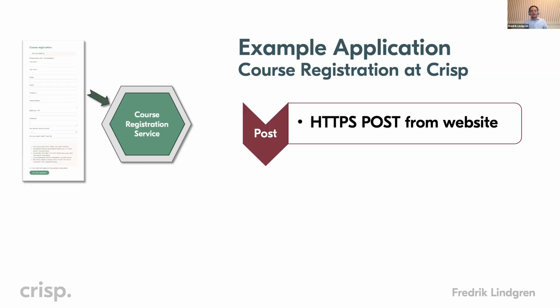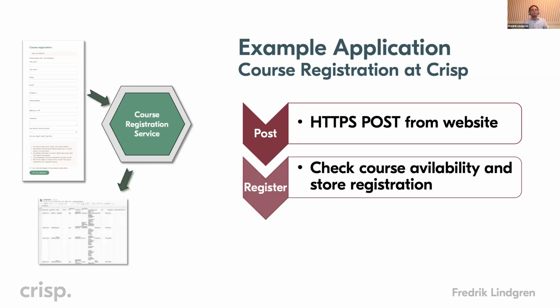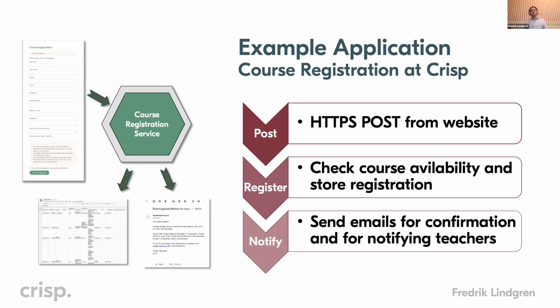So how does that application work? What problem are we trying to solve with it? Basically, someone wants to register to a course. There's a very simple HTTPS post from our website. The service needs to check the course availability, and then store the actual registration. After that, there's also a need to notify both the participant that they were registered to the course, and also the teachers or trainers that someone had signed up. These three pretty simple steps are the core of the application and what it does.